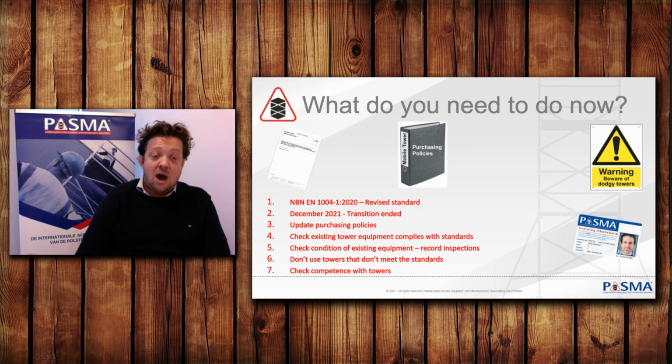So, update your purchasing policies to make sure that you specify the new standard. Check existing tower equipment complies with EN 1004 standard so you can continue to use the existing equipment if it meets the old EN 1004 standard and if it's in good working condition. If you have a tower that does not comply with EN 1004, you need to replace it or if it's no longer in any form to use.